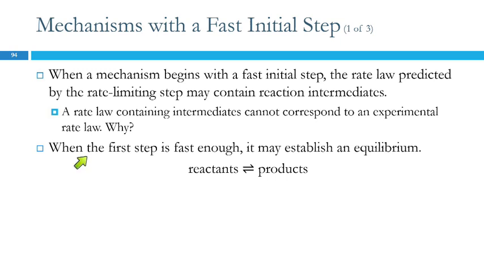So the first step is fast, and then there's some other step after that that's slow. If this first step is fast, it can establish an equilibrium. An equilibrium is where the rate of the forward reaction is equal to the rate of the reverse reaction. So if you're just looking at concentrations of reactants and products, the concentrations are staying the same. But if you could zoom in and see what the molecules are doing, you would see that there's molecules reacting to form products, and then there's products reacting to form reactants. And there's actually a lot of activity in there, but overall the concentration doesn't change.